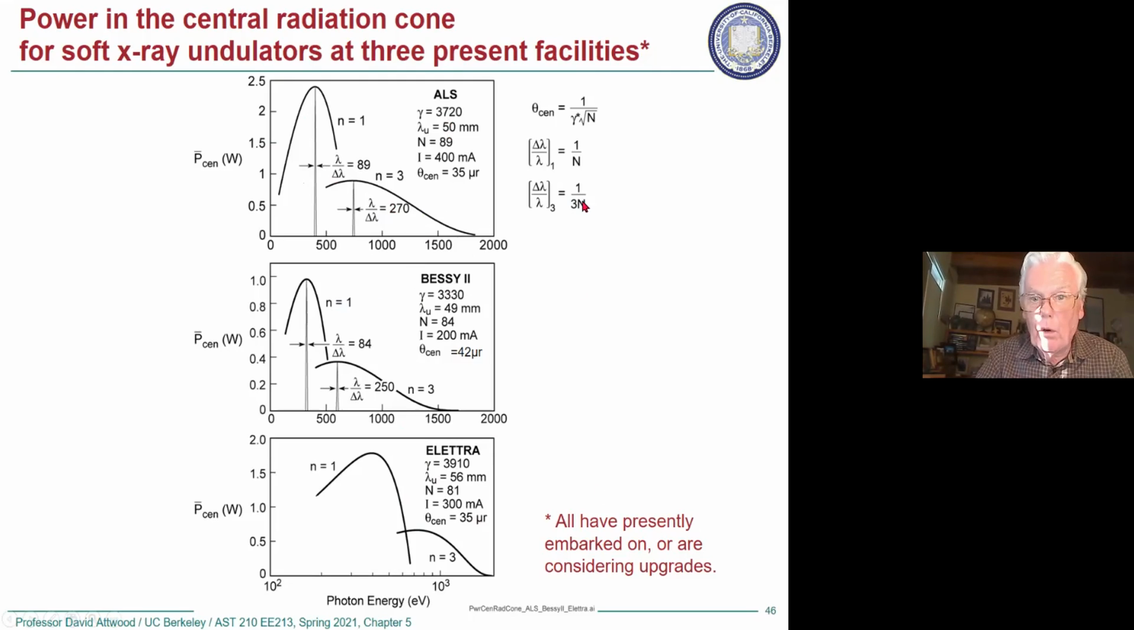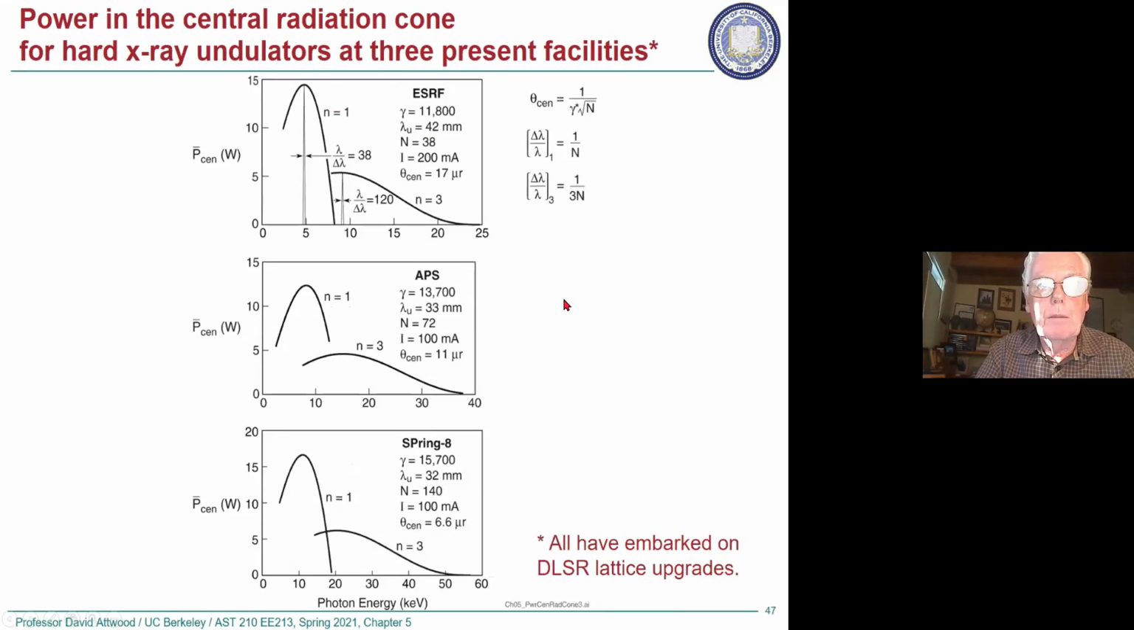And by the way, all are considering upgrades to go to less elliptical beamline. And these are curves, again, of the fundamental and the third harmonic for ESRF in Grenoble, France, and APS outside Chicago, and Spring 8 south of Osaka.